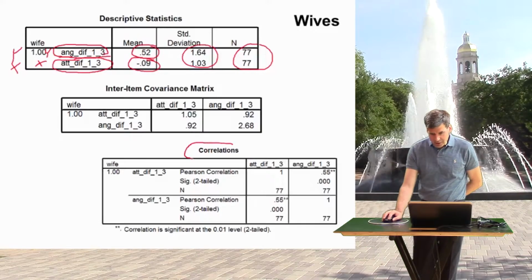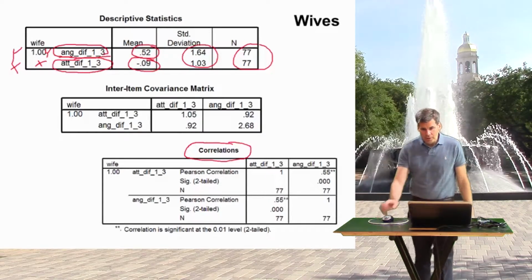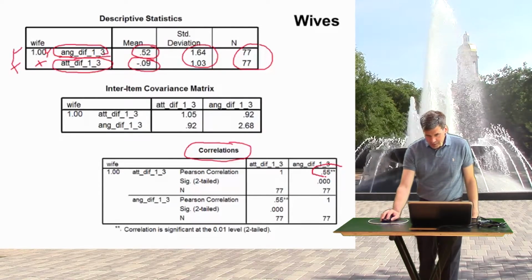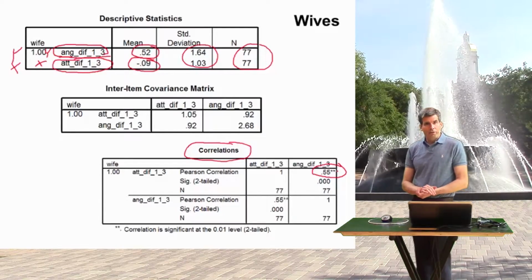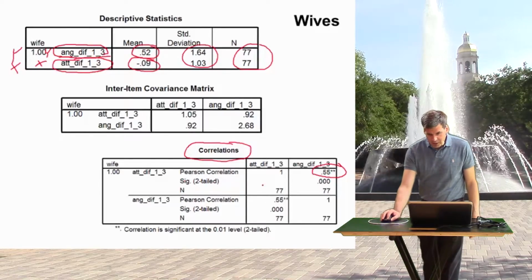Here it says correlations. Now this will answer the question right away. What is the correlation between the two? Where it says Pearson correlation, that's our bivariate correlation, 0.55. So actually a large correlation between the two. And right below we have our significance, our p-value.